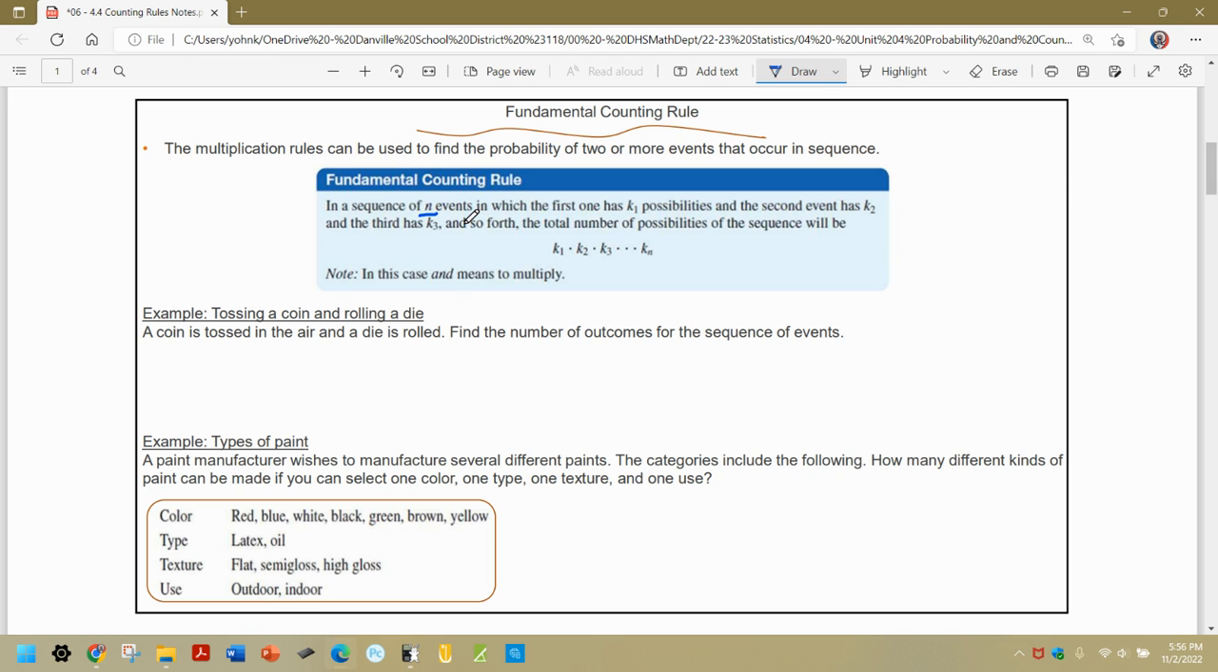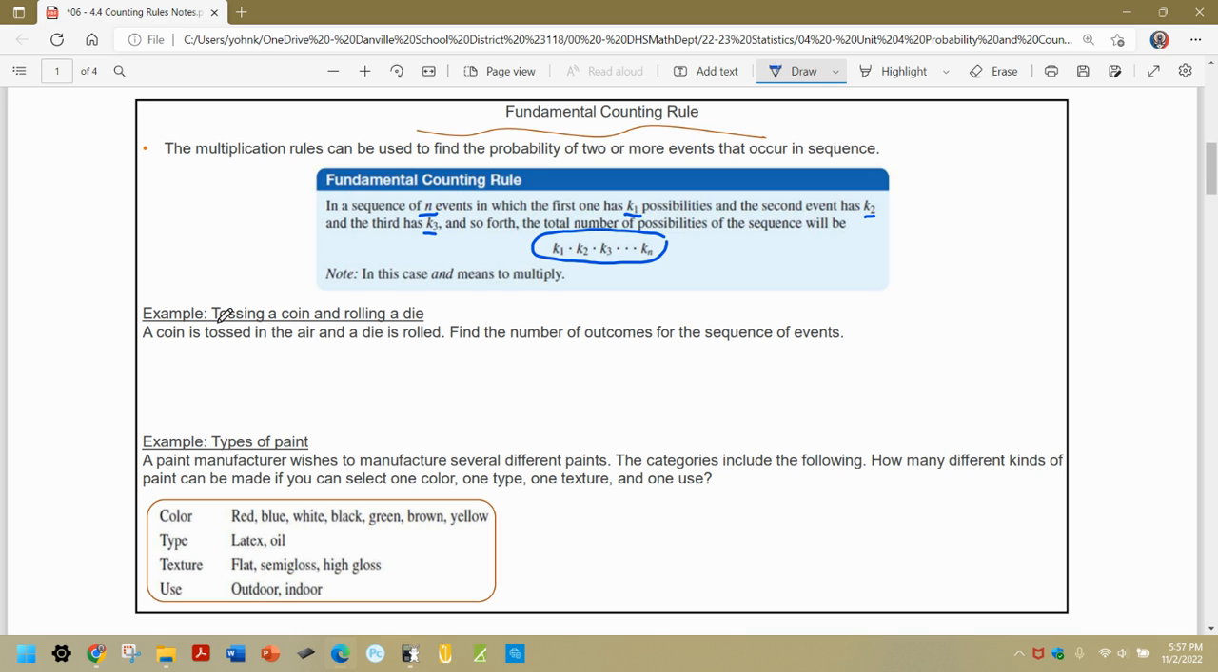n events, and each of these different things that make up the events has a different number of possible outcomes, the first event has K1 outcomes, the second event has K2 outcomes, the third event has K3 different possibilities. If we have all these different things that make up this big event N, I can multiply all of their numbers of outcomes together, and that's going to tell me the total number of outcomes the event could have.